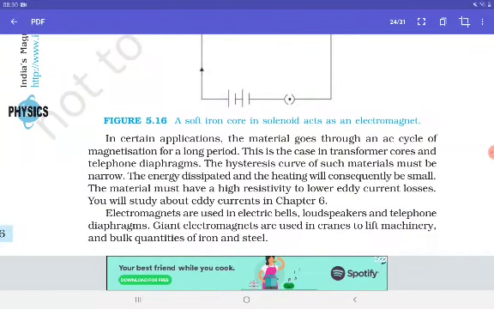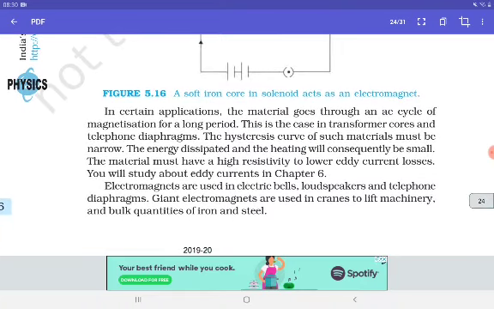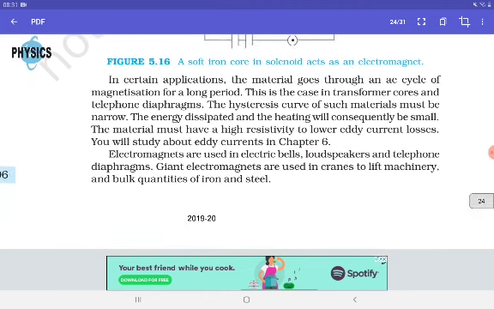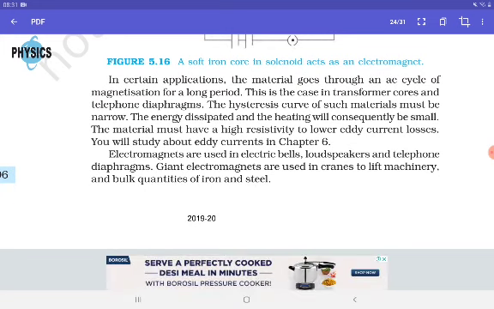In certain applications, the material goes through an AC cycle of magnetization for a long period. This is the case in transformer cores and telephone diaphragms. The hysteresis curve of such materials must be narrow. The energy dissipated and the heating will consequently be small. The material must have a high resistivity to lower eddy current losses. You will study about eddy currents in chapter number 6.